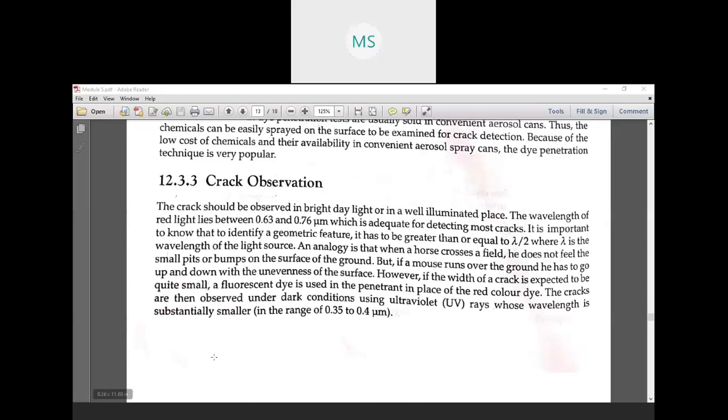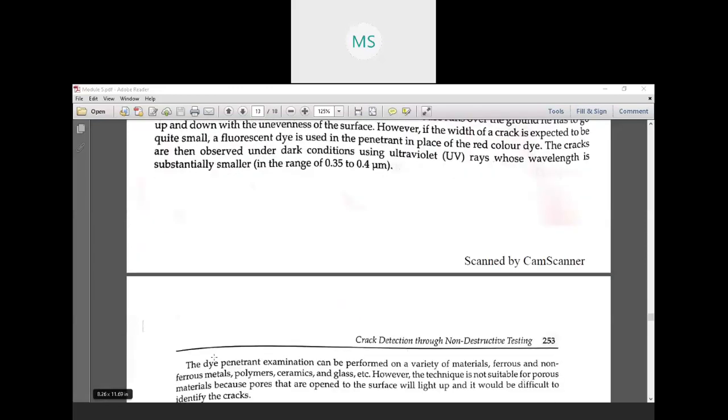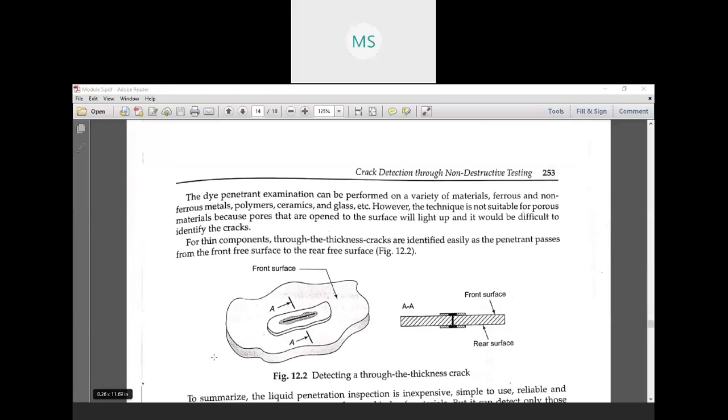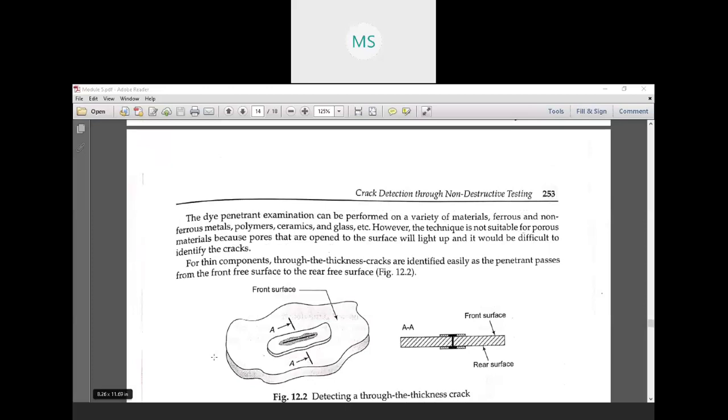Fine. Then we have seen about the crack observation. So now this is the second way in which your crack is through. Through in the sense it is having a thin plate which has a through hole, or through crack, sorry. That means from the front surface to the back surface. Okay. So in this also liquid penetrant can be used.